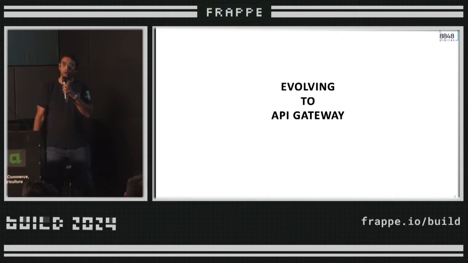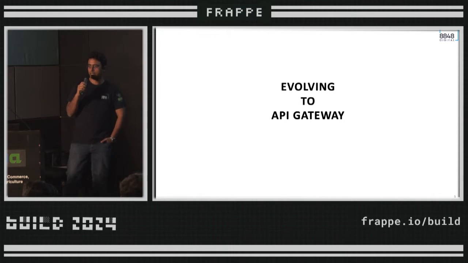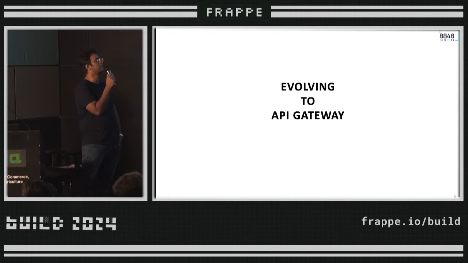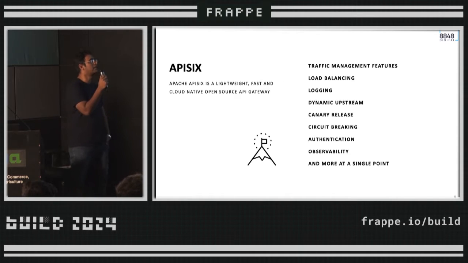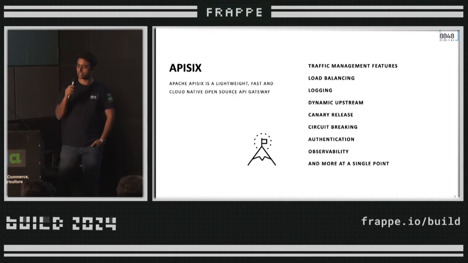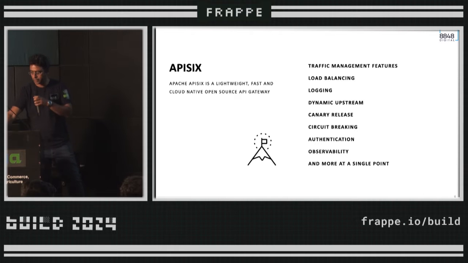And the tool we use is APISIX. It is under the Apache license. It's a lightweight, cloud-native system, and it takes care of a lot of overheads you would want an API to have in terms of managing traffic, load balancing, logging, tracking, managing upstreams, having canary, releases across versions, circuit breaking, so on and so forth.